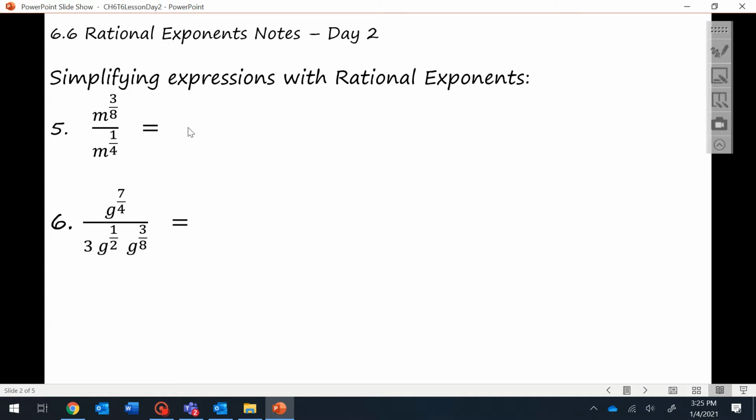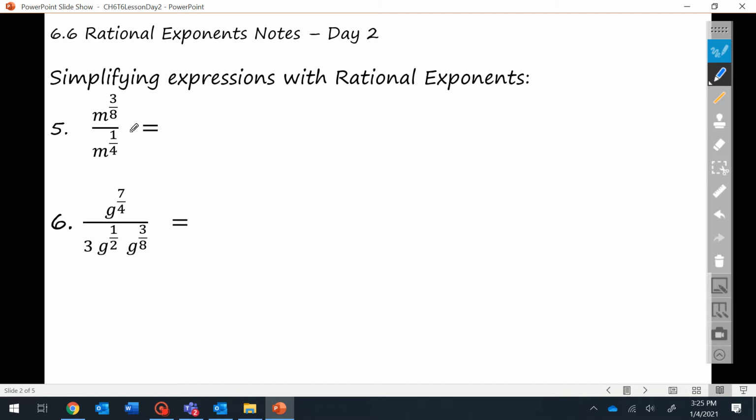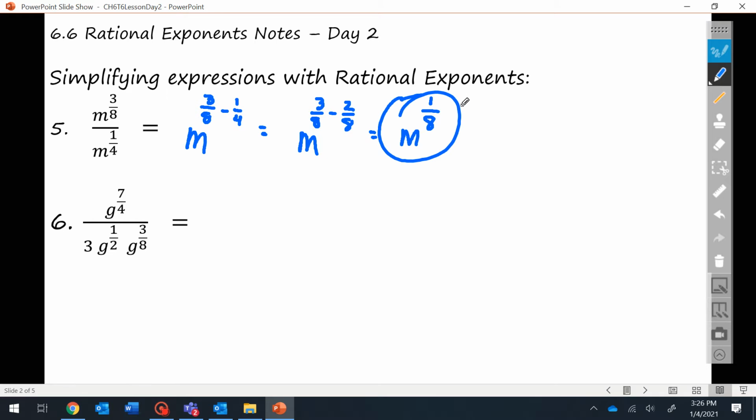Alright, now this one is division. So remember, when you're dividing, you subtract the exponents. So our new exponent would be 3/8 minus 1/4. But we do need common denominators. So the 8 is fine. I need to change the second one so that it has a denominator of 8, which means multiplying by 2. So 2/8. 1 times 2 is 2, 4 times 2 is 8. And now I can subtract them. 3 minus 2 is 1, so this is 1/8. M to the 1/8 power.